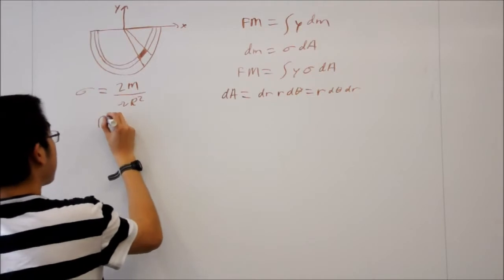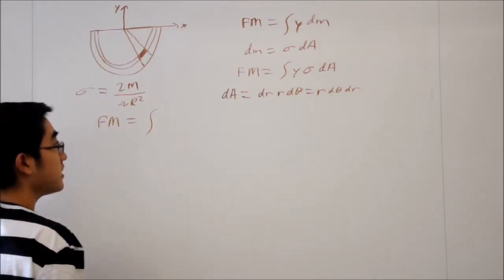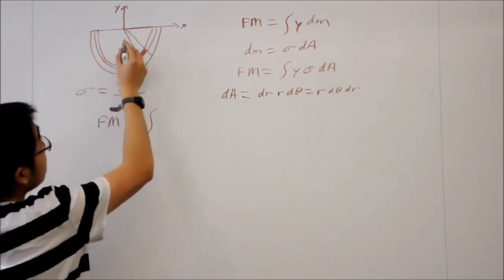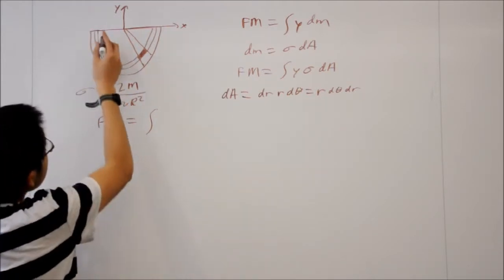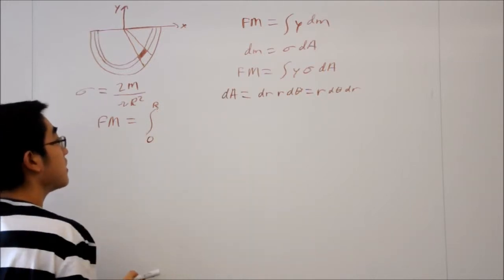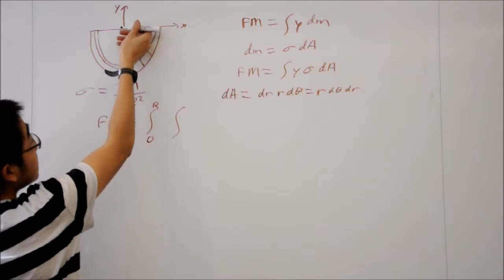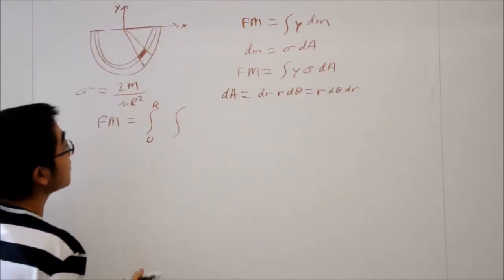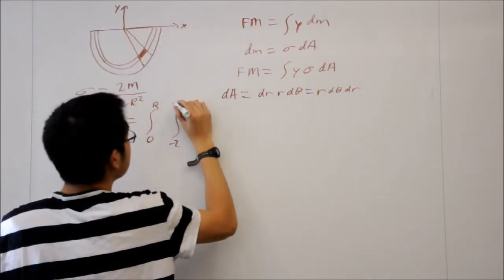That means that our first moment is given by the double integral, so we have to integrate over the radius as well as the angle. So the radius goes from 0 to big R. The angle, if we take the angle to be 0 here and goes around to 2 pi in a circle, it'll start at pi and go all the way around to 2 pi.